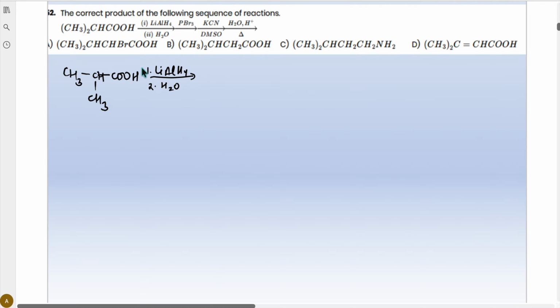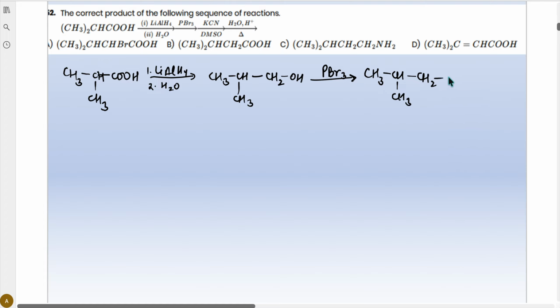This will convert the carboxylic acid into alcohol, so you will get CH2OH here. So this carboxylic acid will be converted to alcohol, and water will be used as a workup reagent. Then we have PBr3. From alcohol to alkyl halide, we can always use PCl3, PBr3. So for bromide, see, this alcohol will be converted to alkyl bromide. And further you have KCN.